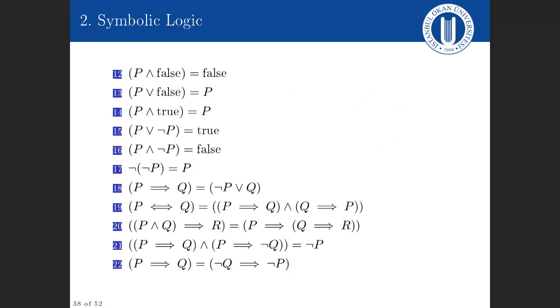12, 13, and 14 are similar. P and false. If P is true, we have true and false, which is false. If P is false, we have false and false, which is false. That's always false. P or false is the same as P, because if P is true, P or false is true. If P is false, then we have false or false, which is false. Likewise, P and true is equal to P.